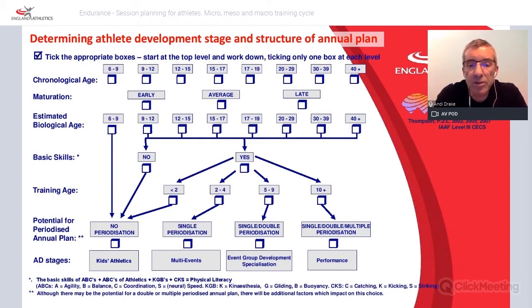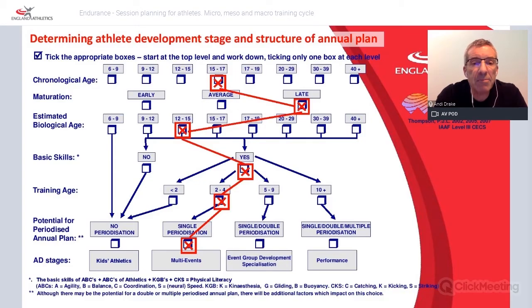So let's follow this through with a couple of examples. Here we have a 15 to 17 year old athlete. We decided that they're a late maturer, so their biological age is a little behind their chronological age, but they've got a couple of years of experience in athletics. So the model gives us some ideas that we could plan a peak performance, a periodized training year.